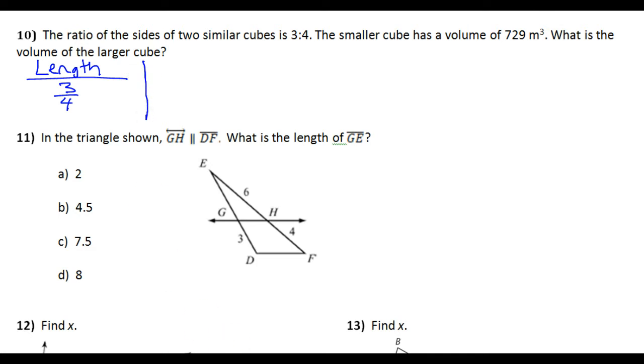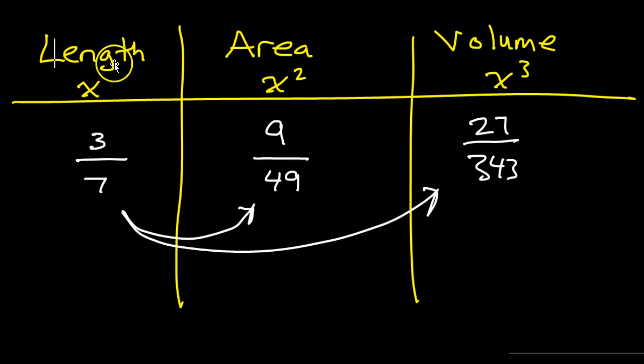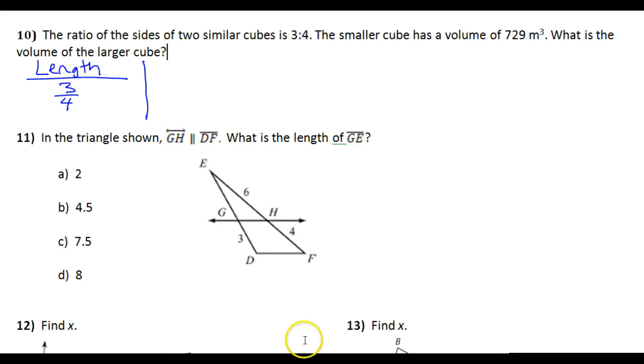Well, as we discussed on the black screen, if I have the length scale factor, I have to cube it to get the volume scale factor. So that's what I'm going to do. So if I want the volume scale factor, I've got to take this and I've got to cube it. 3 to the third power is 27. 4 to the third power is 64.